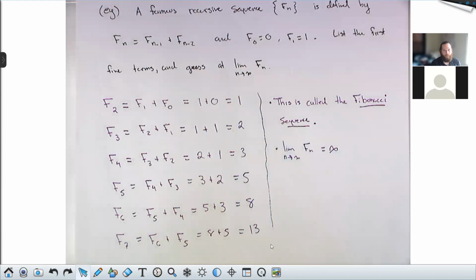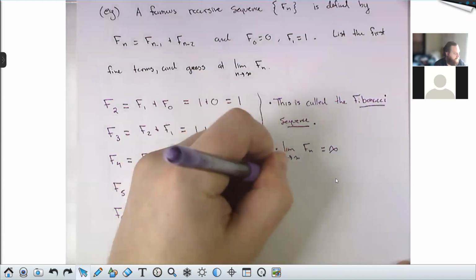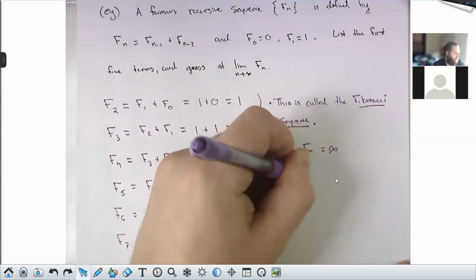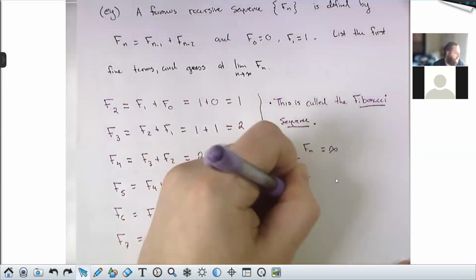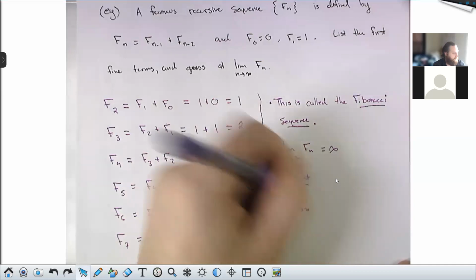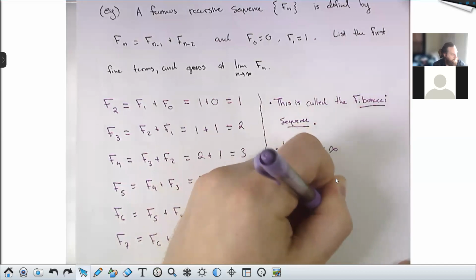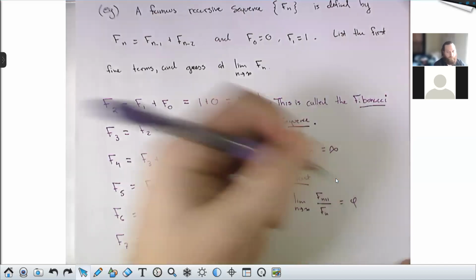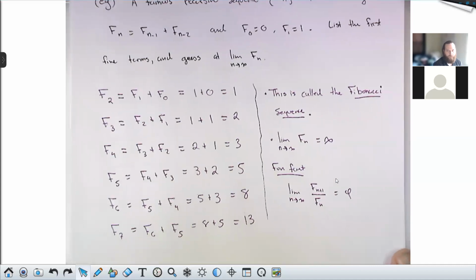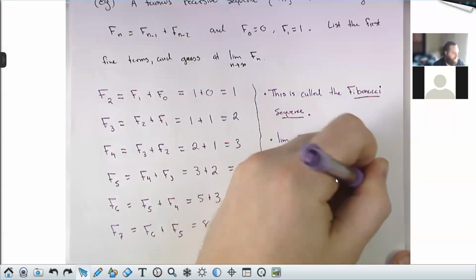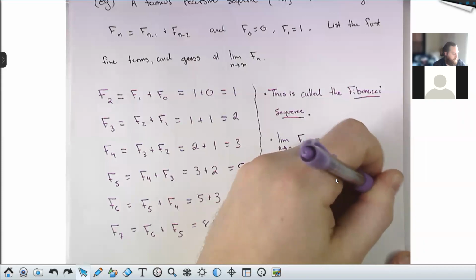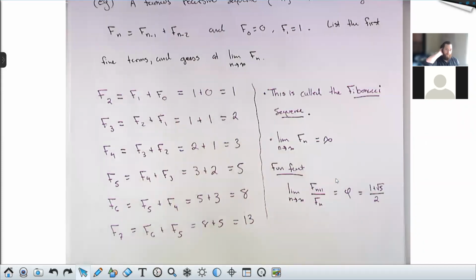The next term would be 21, and then after that would be 32, and then after that it just keeps going. A fun fact: if you take the limit as n goes to infinity of the ratio of two consecutive terms, this is what I was saying a second ago, this gives you that golden ratio, sometimes called phi, 1 plus the square root of 5 over 2. But the sequence itself diverges.